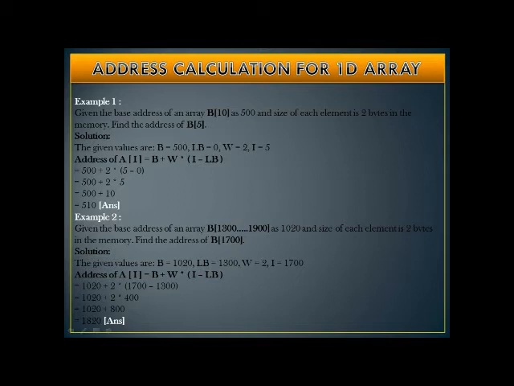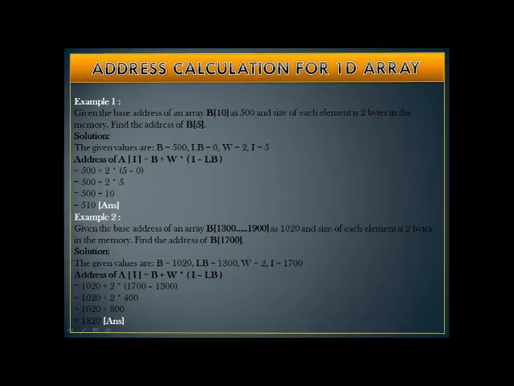It's again being told the width of each cell is 2 bytes and we need to calculate the address for B of 1700. So the base address is equal to 1020, lower bound is 1300, width equals 2 and I equals 1700. We need to plug all these values into the formula again and we are going to get the answer as 1820. This is as simple as that.